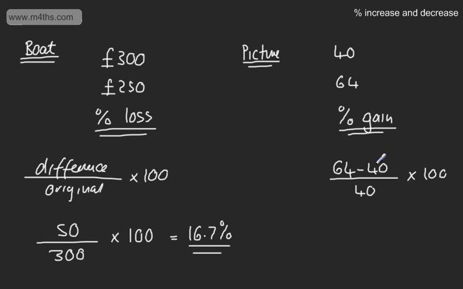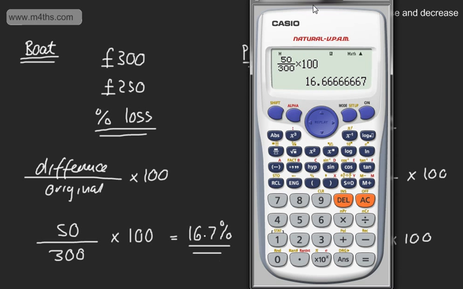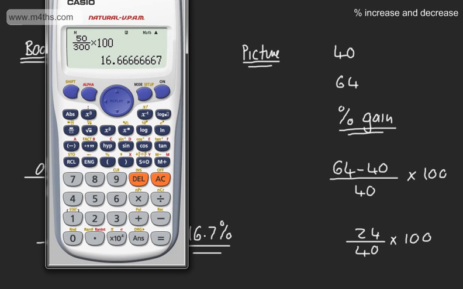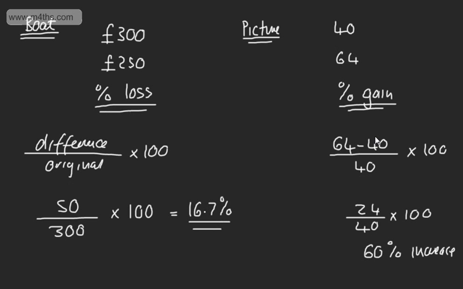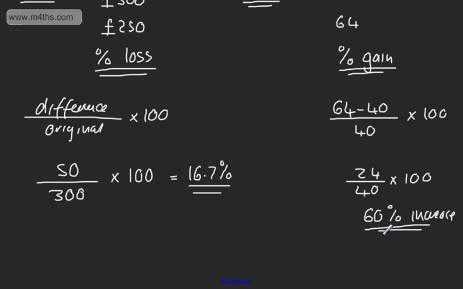So what we've got here now is a total of 24 over 40 times by 100. And this will give me the percentage gain or the percentage increase. Again, if you want to simplify that fraction, you're more than welcome to do so. I'm just going to put it through a calculator. 24 over 40, and then we will times this by 100. So it's now the difference in the denominator. We can see here that this is a 60% increase. So we've made a 60% increase on that value. So that now gives us 60%.